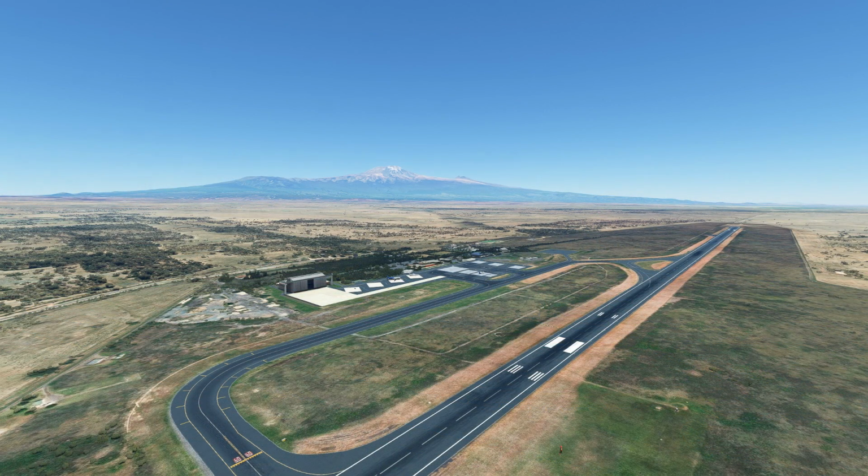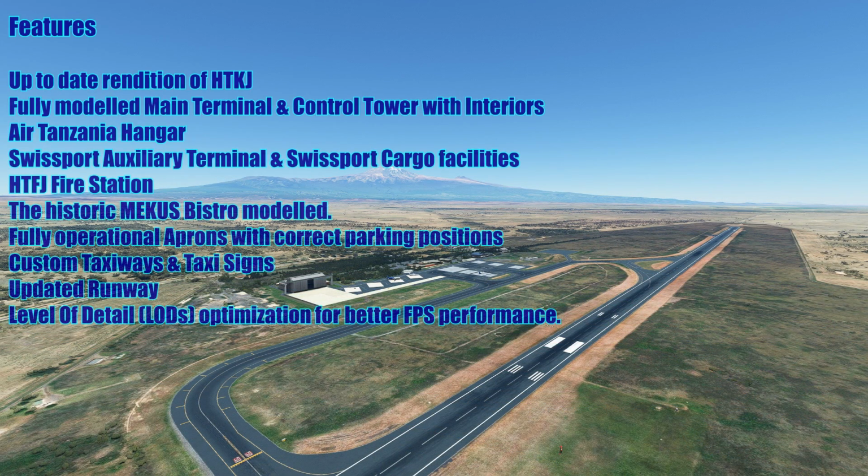Just to give you the list of features. Okay, it's an up-to-date rendition of the airport Kilo India Alpha, or Hotel Kilo Juliet. Hotel Tango Kilo Juliet is the ICAO code. Fully modelled main terminal and control tower with interiors. The Air Tanzania hangar, which you can see here. Swissport auxiliary terminal and Swissport cargo facilities. They're there and they're quite nicely modelled, I have to say.